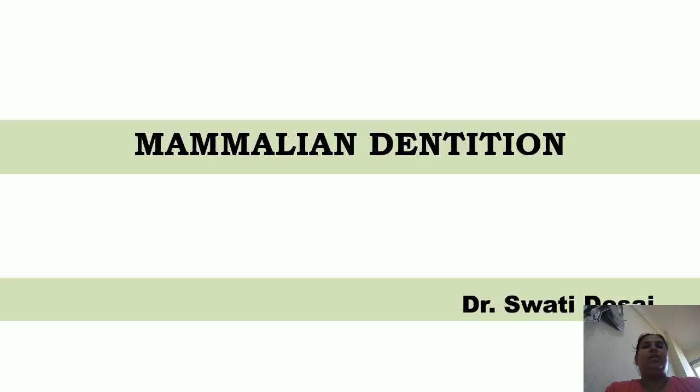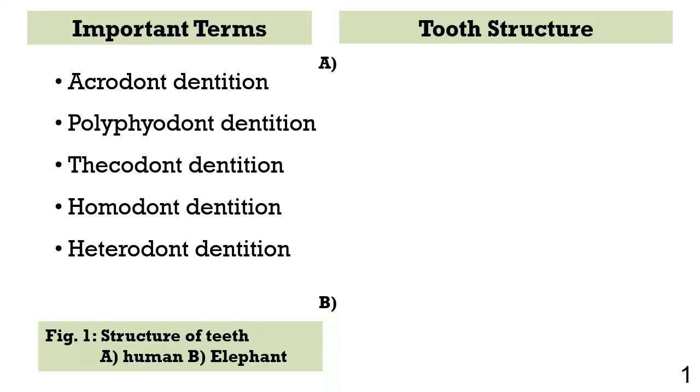Hello everyone. Today we are going to learn mammalian dentition. The arrangement or condition of the teeth in a particular individual or a species is called dentition. In today's lecture, we will particularly discuss the dentition of mammals. These are some important terms: acrodont, polyphyodont, thecodont, homodont and heterodont. These are the different terms for dentition.